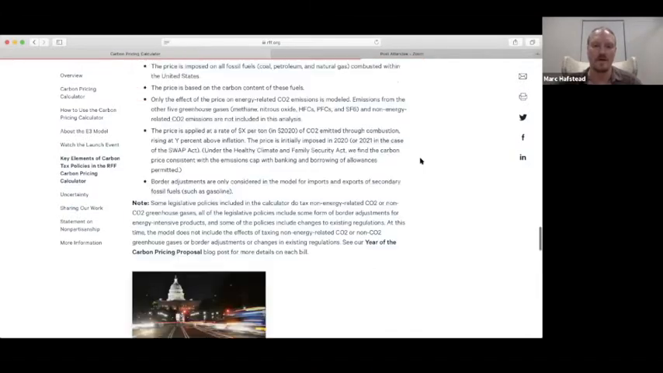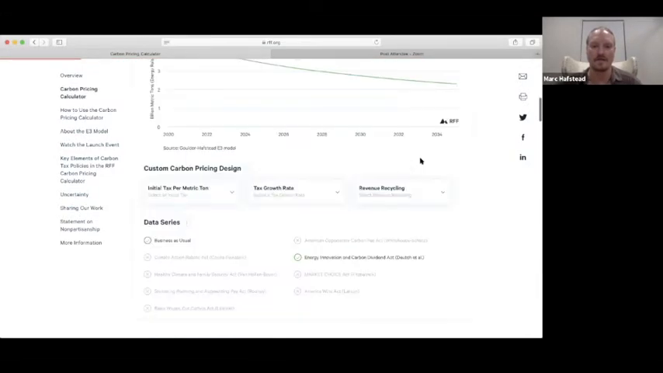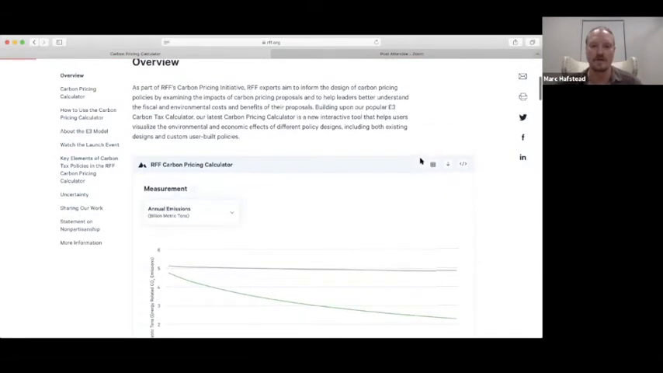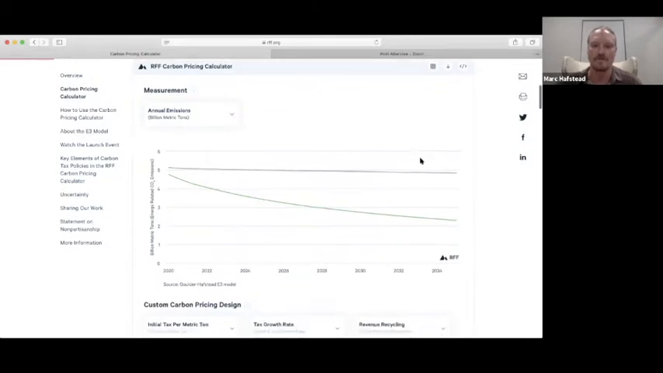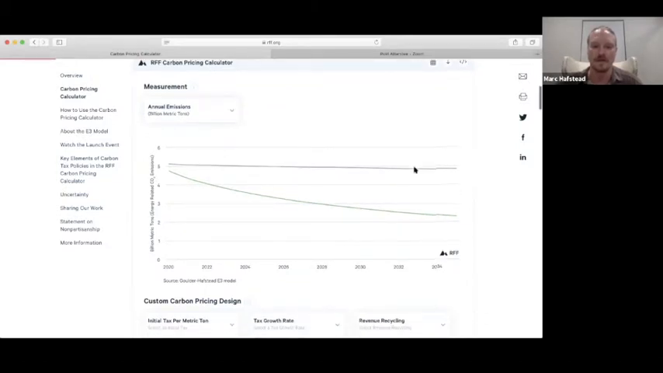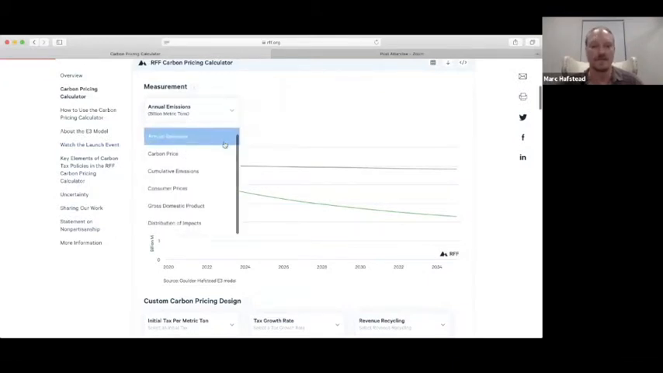Okay, so why don't I go back up here and show you how to use the calculator. The first thing about the calculator is that we have a lot of different measurements. If you scroll over this eye icon, it will describe what measurements you can choose, or you can just click this box and choose the different measurements.